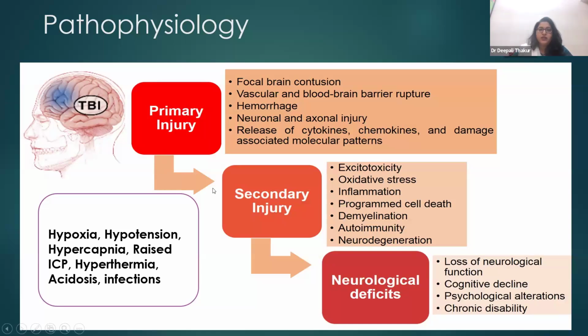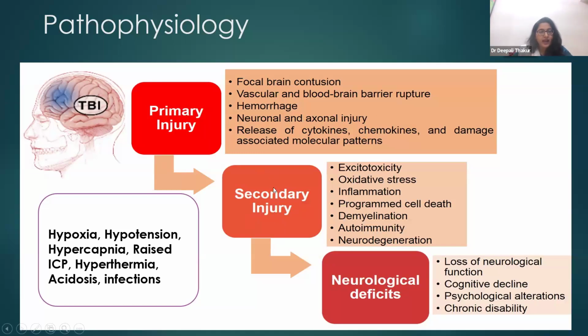After primary injury, there is a secondary brain injury, which actually is modifiable by our treatment. Anything leading to hypoxia, hypotension, hypercarbia, raised ICP, hyperthermia, acidosis, and infection is going to impact the brain and cause further injury, leading to secondary brain injury.